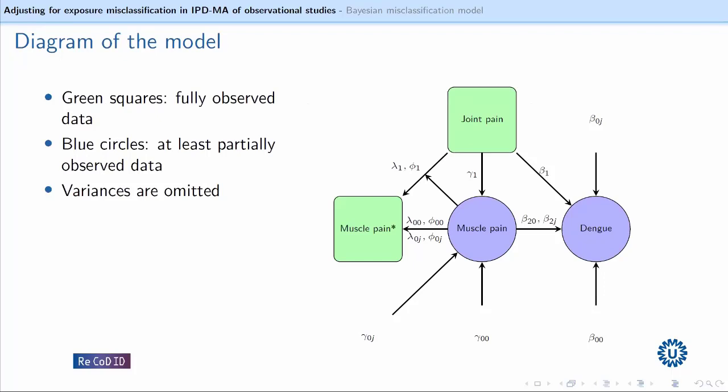So that brings us to this diagram of the model. All of the arrows have a coefficient, and we've also introduced these two arrows here, the interaction between muscle pain and joint pain, because the effect of joint pain may depend on the true value of muscle pain.